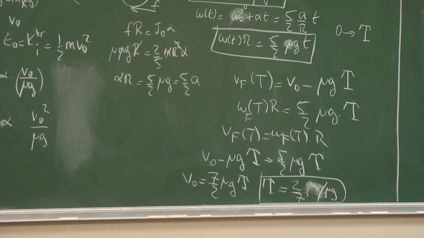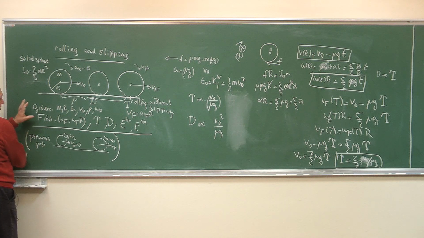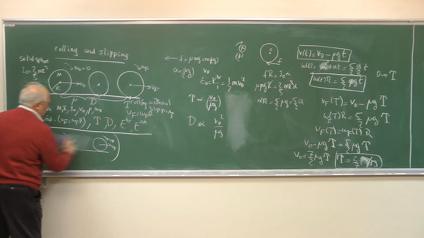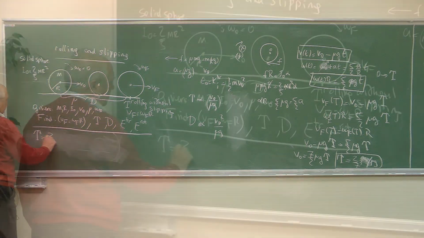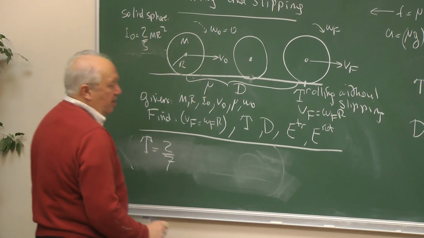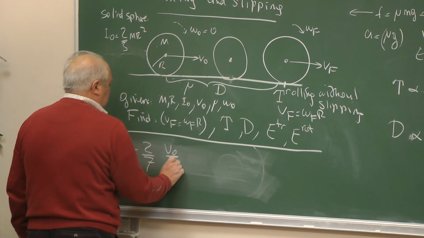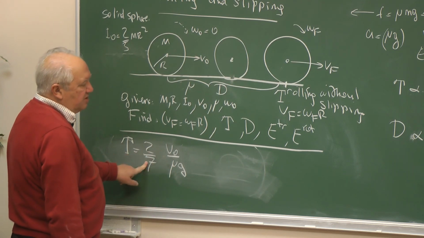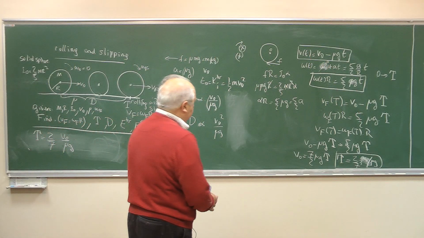Let me write here. This was the previous problem. One should compare with this problem. That one. All right, so we found t is 2 over 7 v0 over mu g. You see, just from the dimensional analysis, we got v0 over mu g, but 2 over 7 requires all of that. Okay.